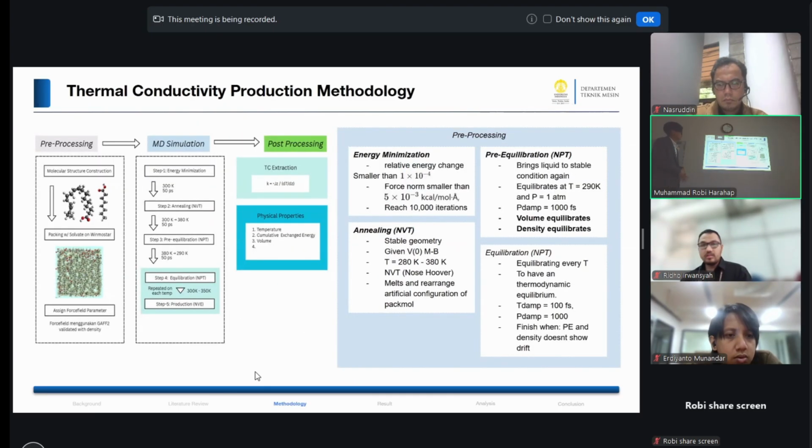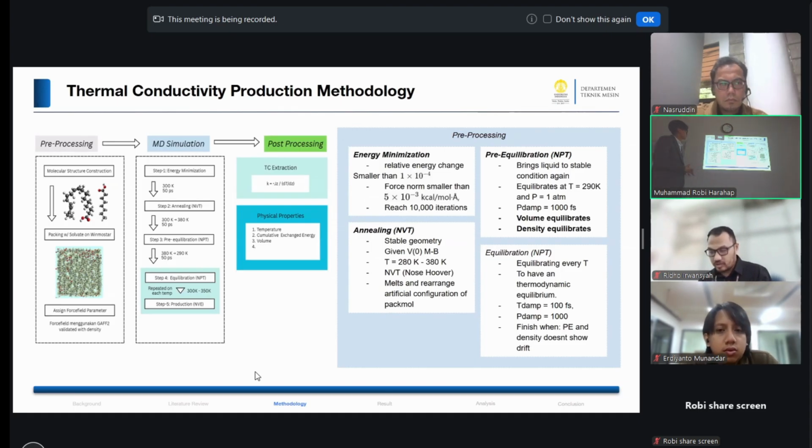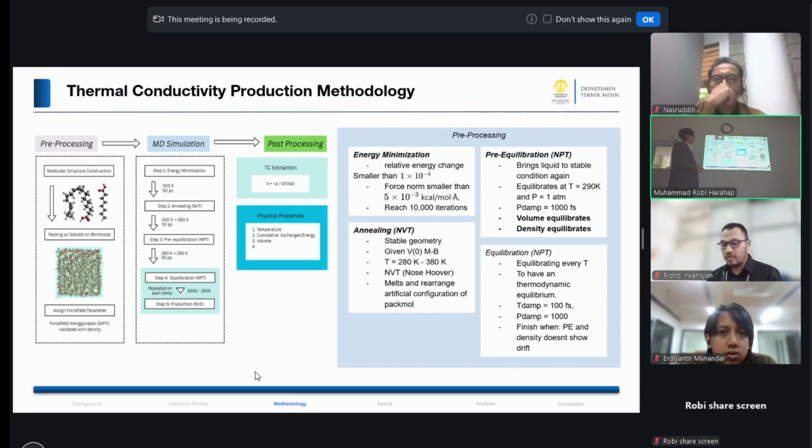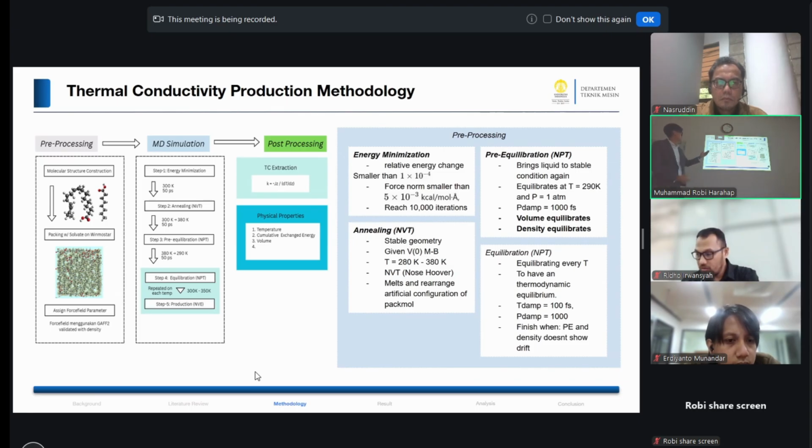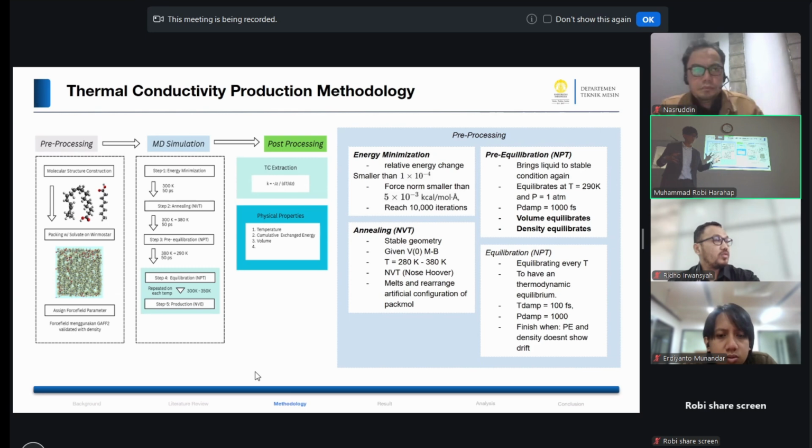Okay, this is for the thermoconductivity production. After we've made our system, we're going to energy minimize, so we're going to find the lowest possible minimum energy. What dictates our energy minimization to stop? I've put an array of things that would stop my simulation. If the relative energy is smaller than 10 to the power of minus 4, or if the force norm is smaller than 5 times 10 to the power of minus 3, or if it reaches 10,000 iterations, it would automatically stop. And then annealing.